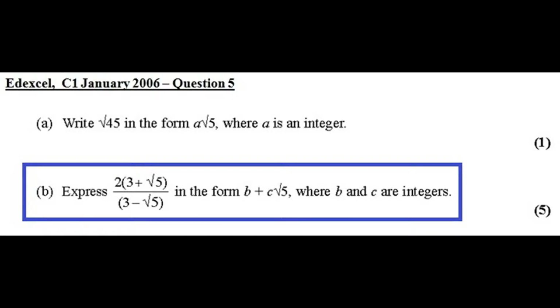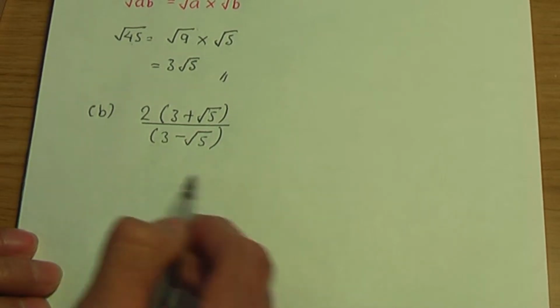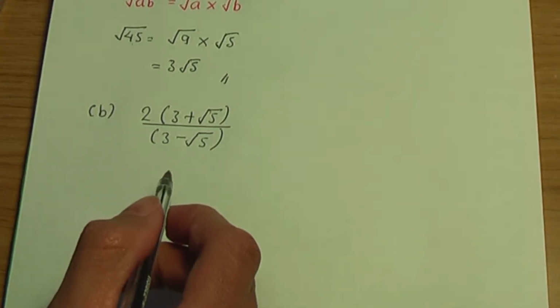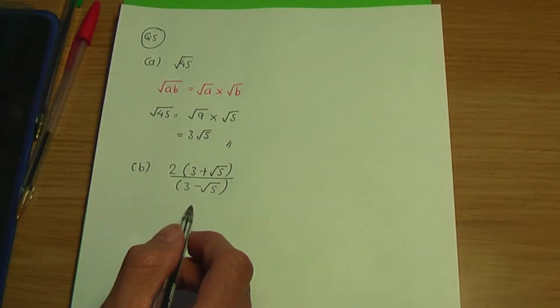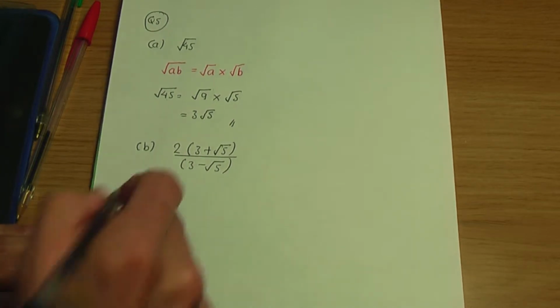Part B is we need to express 2 in a bracket, 3 plus root 5, divided by 3 minus root 5, in the form b plus c root 5, where b and c are integers. So let's go back to the paper and pen. Now, in order to do this, we need to rationalise. And if you're unfamiliar with the idea of rationalising the denominator, I have created a video and I'll provide a link to this video in the description below. However, let me talk through the process.